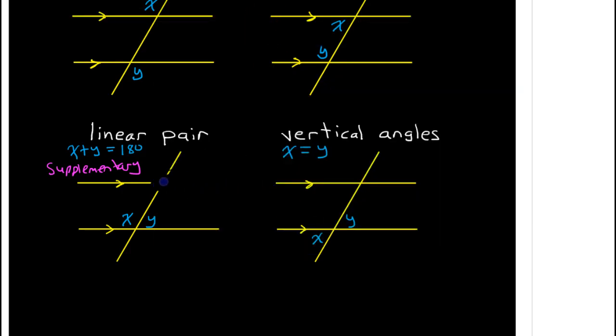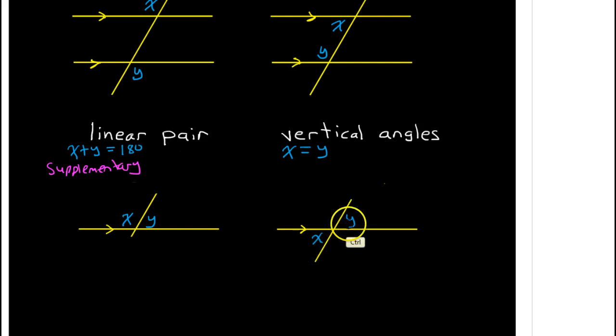Okay, because linear pair and vertical angles have nothing to do with vertical lines. All right, so a linear pair looks like this, for example. A linear pair will be supplementary regardless of whether or not we have parallel lines. In vertical angles, again, it has nothing to do with lines being parallel.